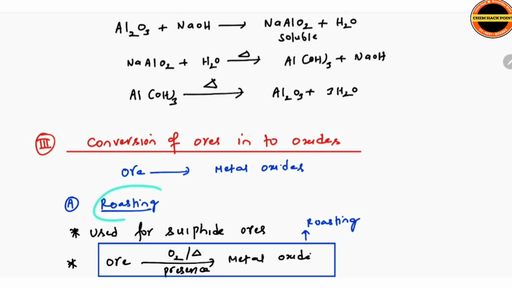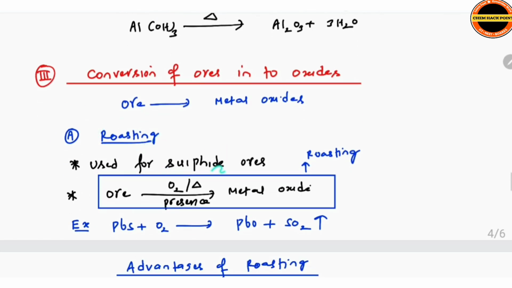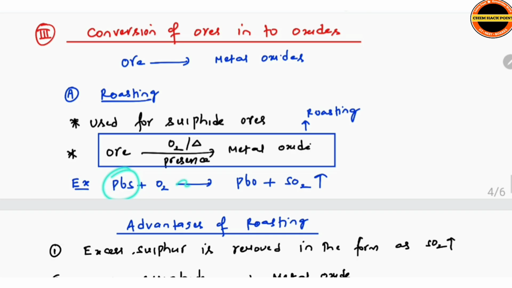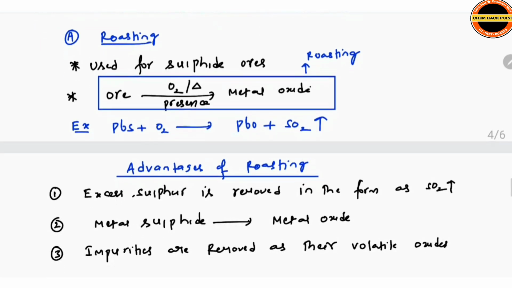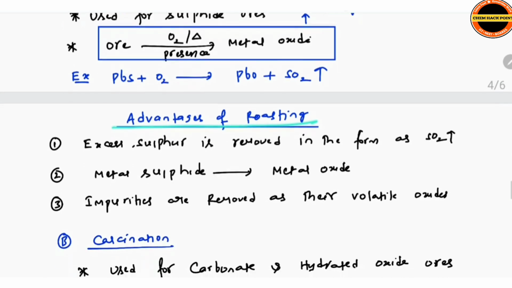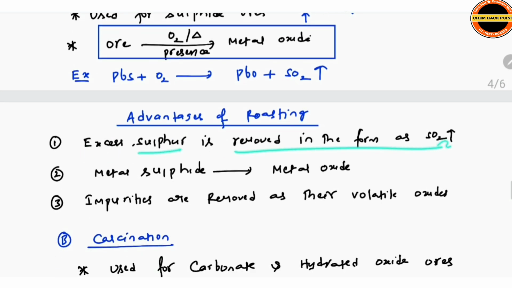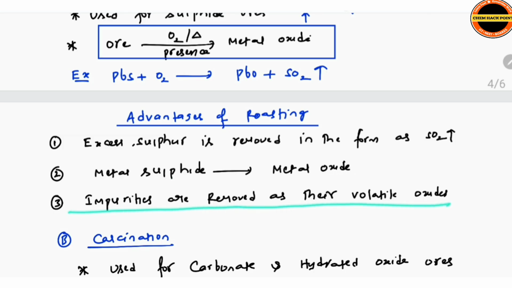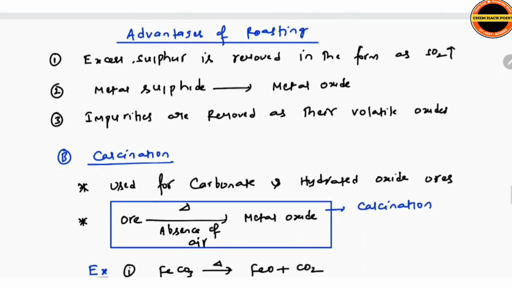Number one method is roasting, used for sulfide ores. When the ore is heated in the presence of oxygen, it converts into metal oxide. Sulfide ores on heating in the presence of oxygen give metal oxide, and sulfur dioxide gas goes out. Advantage of roasting: excess sulfur is removed in the form of SO2 gas, metal sulfide is converted into metal oxide, the desired target, and impurities are removed as volatile oxides. If there is any impurity, it is converted into oxide form and goes out as vapors.